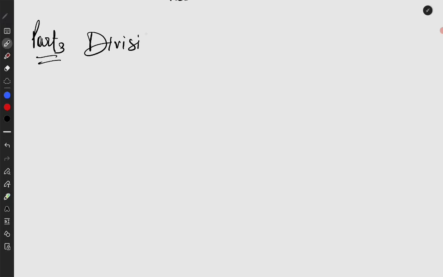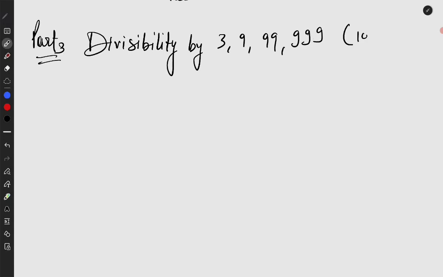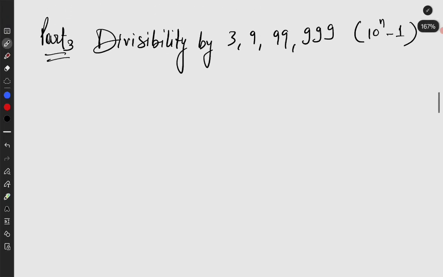Divisibility by 3, 9, 99 and 999, and anything which is 10 to the power n minus 1. These all form the same pattern. Now for 3, the sum should be divisible by 3. If I want to check for 3, I should check the sum. If the sum of the digits is divisible by 3, then the number will also be divisible by 3.